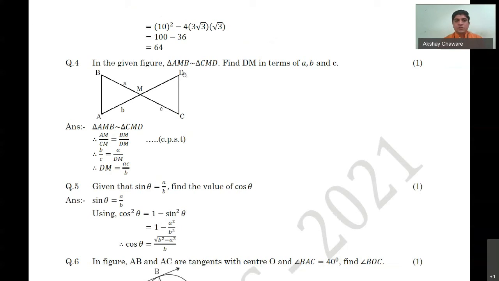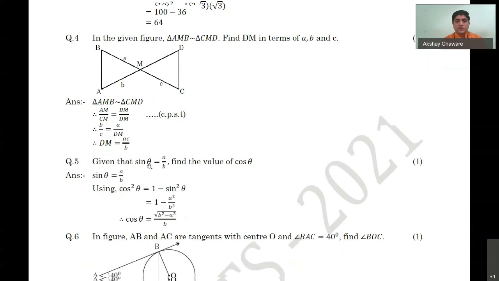In question number 4, two triangles are given. Triangle AMD is similar to triangle CMB, and here we have to find DM in terms of a, b, and c. If you see the figure, these two triangles are vertically opposite triangles, and they are similar. So we have to take the ratio of their corresponding sides, which we call CPST. All of you know, right? After substituting the respective values, we get the answer, DM in terms of a, b, and c.